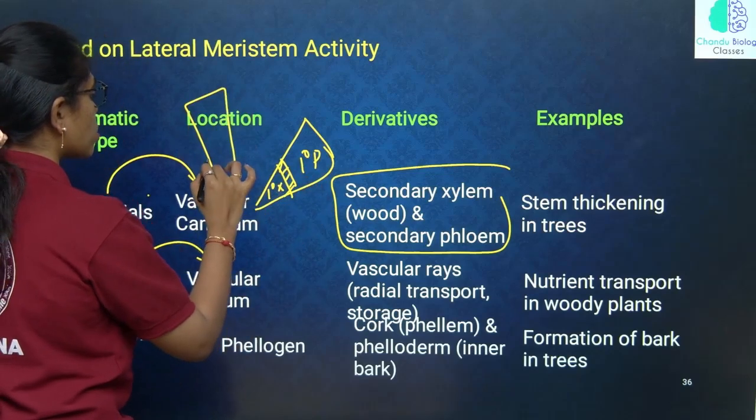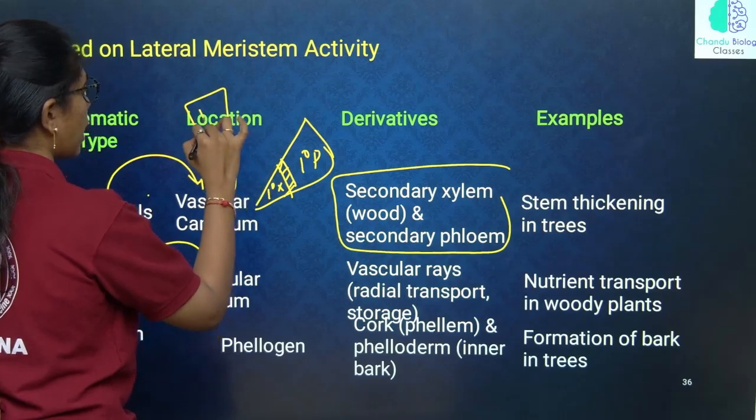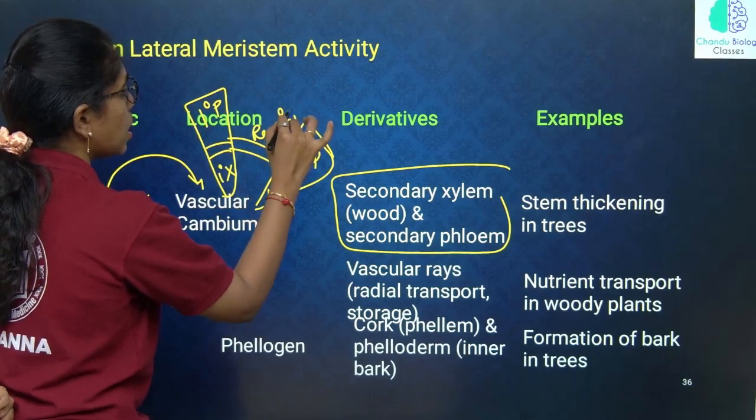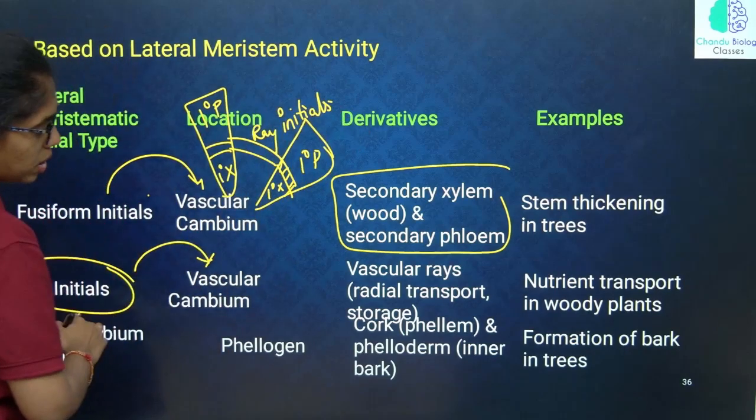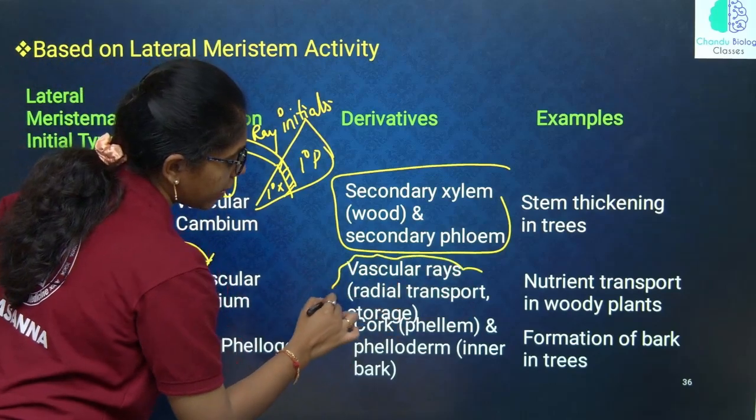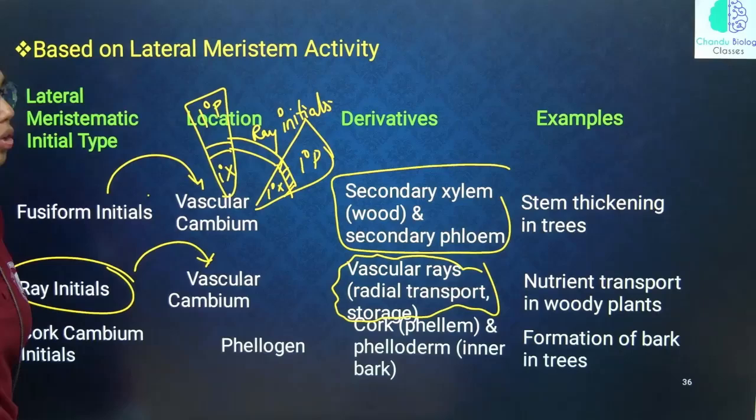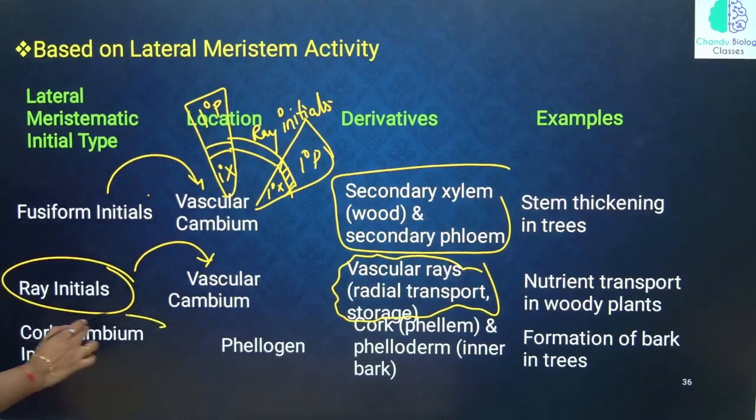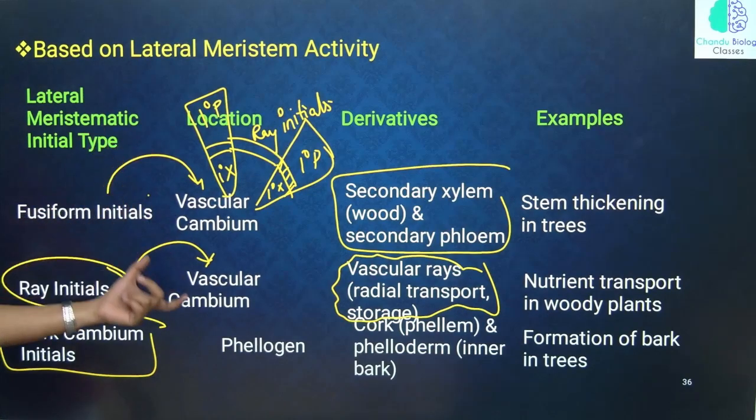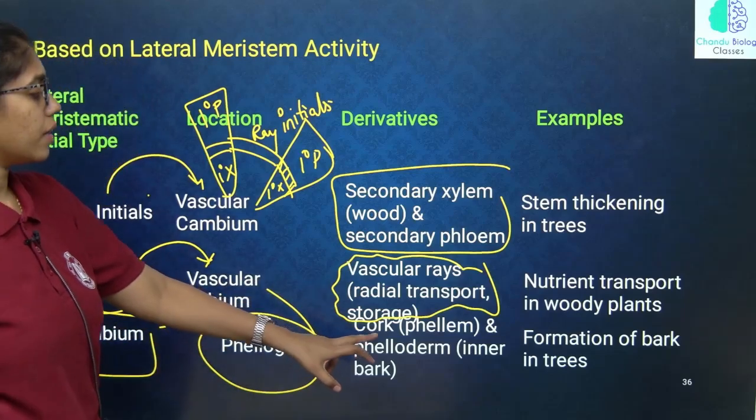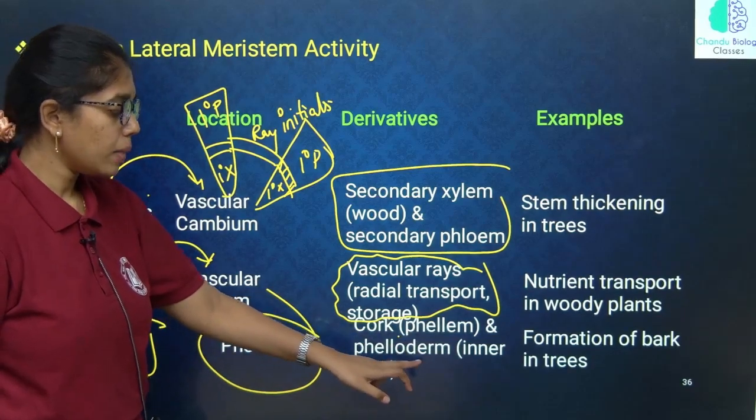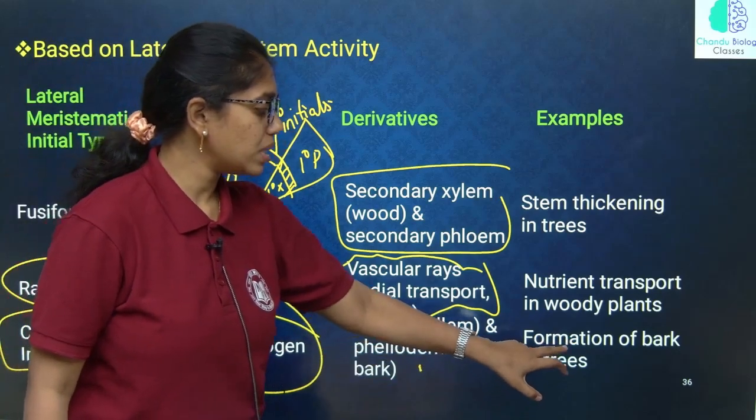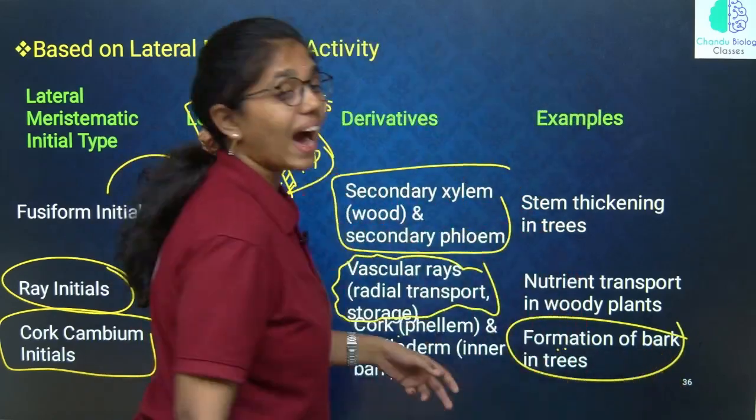Ray initials are present in between two vascular bundles, giving rise to vascular rays for radial transport and storage. The best example is nutrient transport in woody plants. Then comes cork cambium initials, located near the phloem, which give rise to cork and phelloderm, which is the inner bark. The best example is the formation of bark in trees.